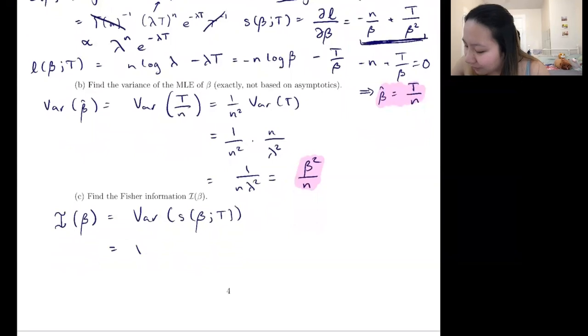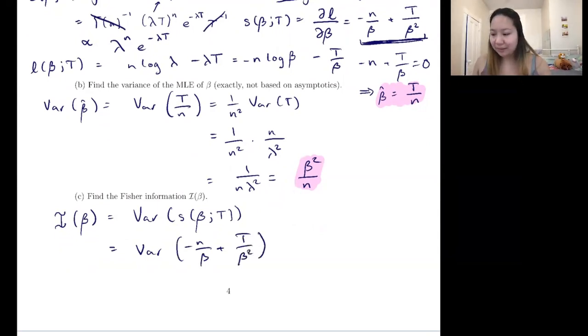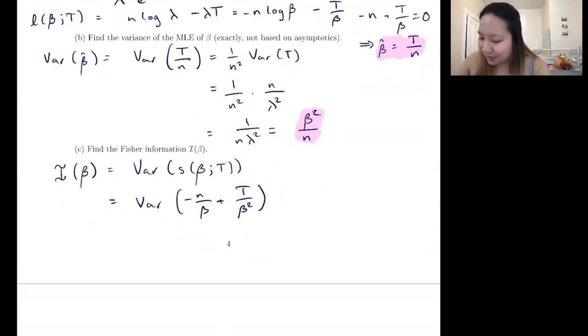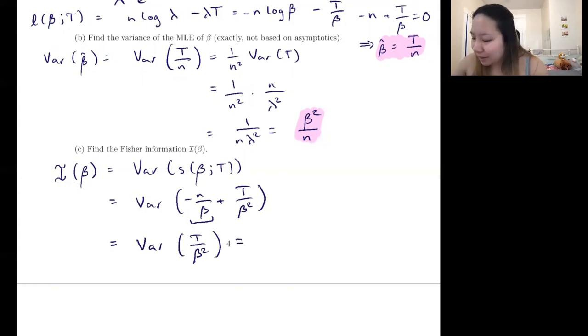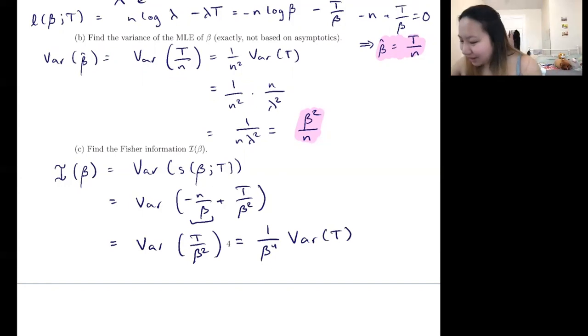So here we have the variance of negative n over beta plus t over beta squared, and the randomness comes from the data, not the parameter, because of frequentist vibes. So the first term is a constant, and this is equal to the variance of t over beta squared. We're considering beta to be given, so we have 1 over beta to the 4th times the variance of t. And the variance of t, like we have up here, is n over lambda squared.